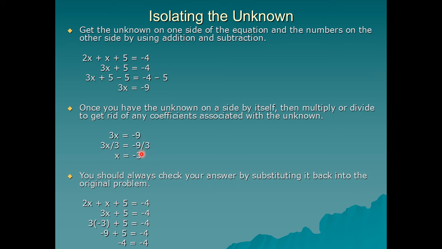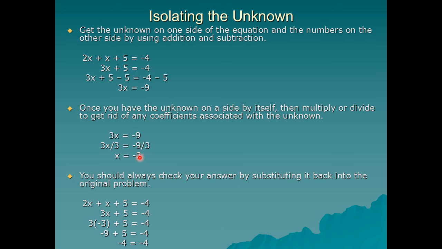And at the very end, as you can see here, x is isolated. On the right side, we now have -3. That means the value of x is -3. That's exactly what we are looking for. Remember, we are trying to find the solution for x. This is the solution of x.